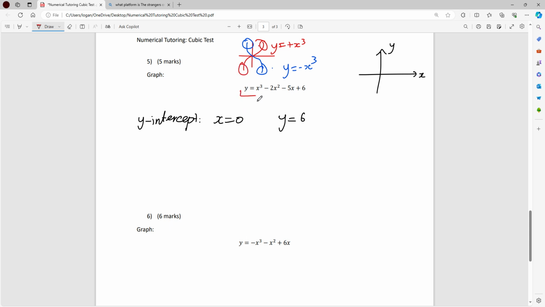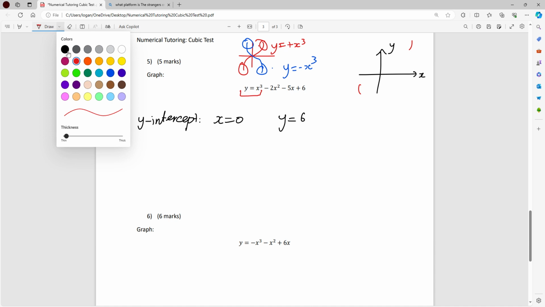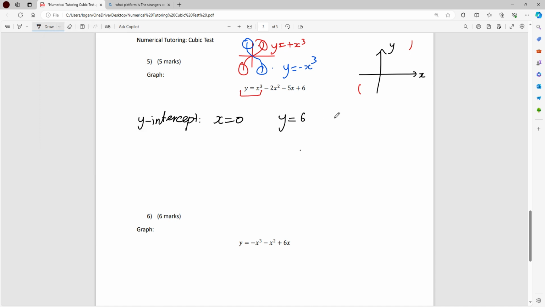Because our cubic is positive, this is a positive term, my tails are going to be here and here. So I'll leave those on my diagram so I'll know them for later, okay? I also know where my y-intercept is going to be. It's going to be at positive 6, so I know that's going to be roughly about here. So 0, 6, okay? Righto.